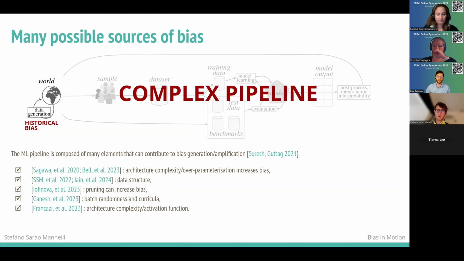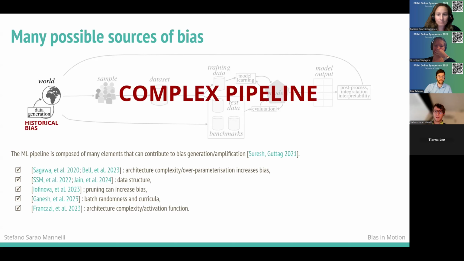Just to contextualize a bit, this figure that you can see above is adapted from this paper by Suraj and Guttag, where they were proposing a framework to rethink bias in machine learning pipelines. And in recent years, we have seen different papers pointing out roles in bias augmentation, like architectural complexity, over parameterization, pruning, even the randomness within the batches in SGD training can affect bias throughout learning. And this is more or less where my line of research fits.